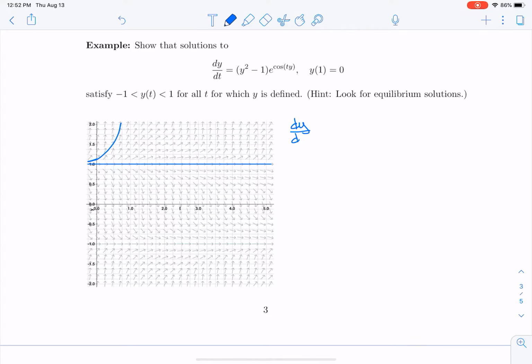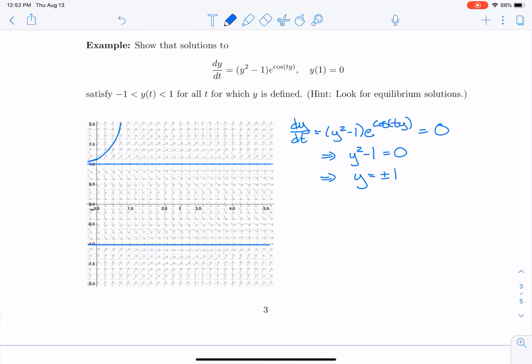So dy/dt equals (y squared minus 1) times e to the cosine of ty. I'd like to find some other solutions, so why not look for equilibrium solutions? I'm going to set this equal to 0. Now the exponential can't be 0, so y squared minus 1 would have to be 0 to get an equilibrium solution. And so I have two equilibrium solutions, y equals 1, which we already knew was a solution, but also y equals minus 1. And so that further divides the plane up into regions where solutions cannot cross.